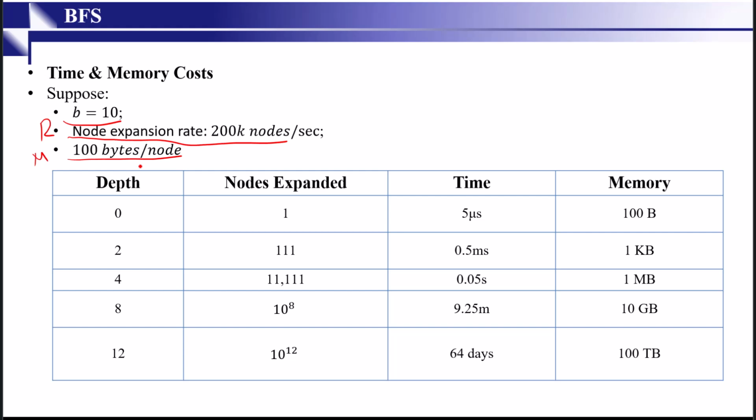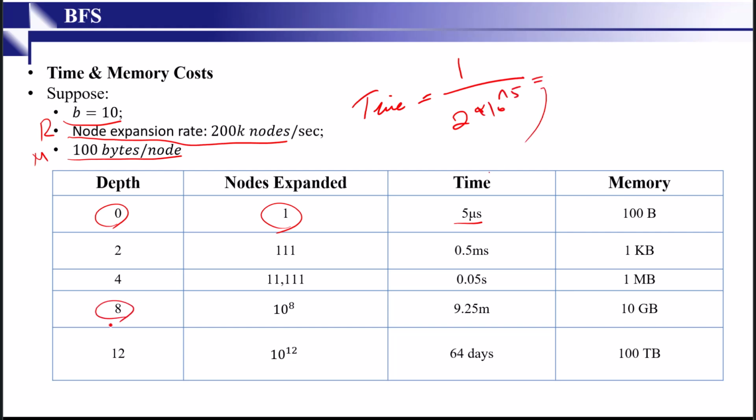So at the depth of 0, we have 1 node, right? So we can calculate the time like this as 5 microseconds. How can we do this? We can find out time is equal to, for example, 1 divided by 2 to the power of 2 multiplied by 10 to the power of 5, which gives us this 5 microseconds.